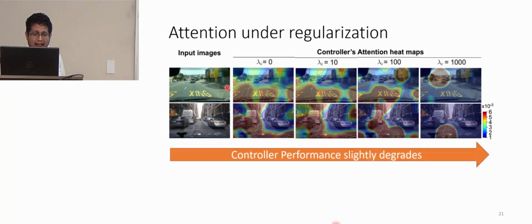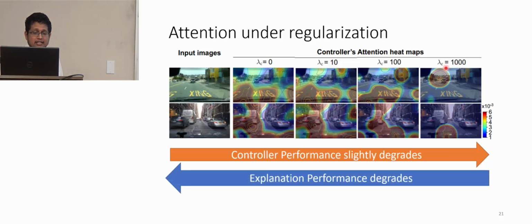Now, as the controller performs worse for higher regularization, on the contrary, the explanation part, as we will see later, will perform better with regularization, because with sparse attention in the pictures, the explanation can pinpoint the reason behind an action. So there is a trade-off between these two.